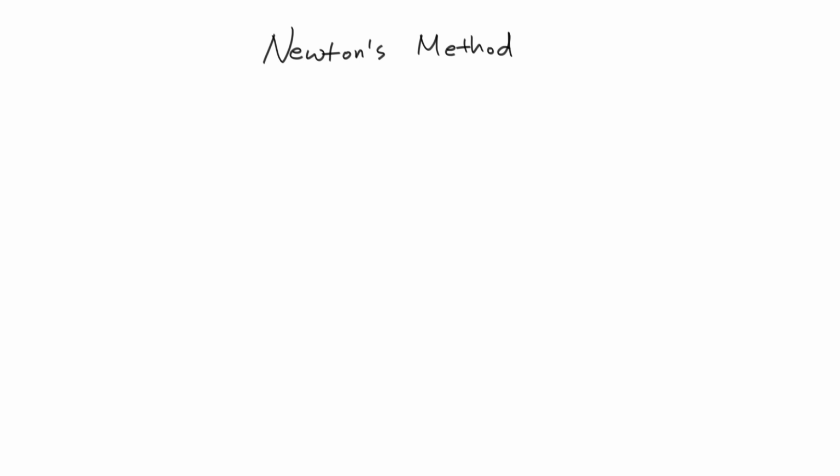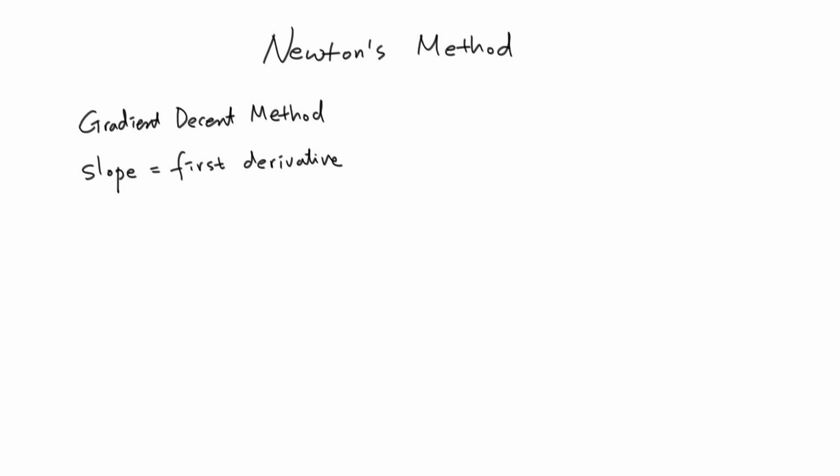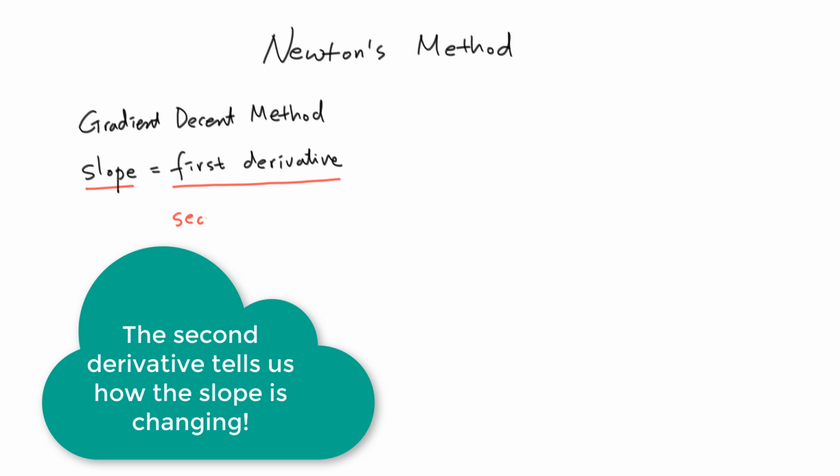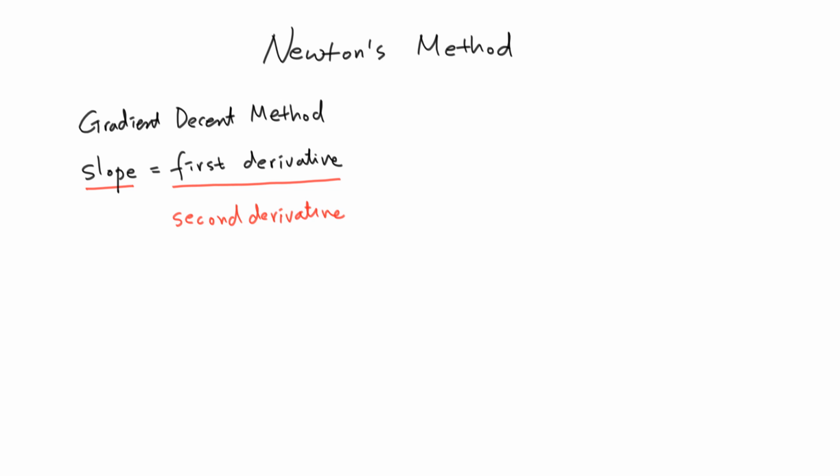Now I'm going to talk about Newton's method. If you recall, gradient descent method uses slope, which is first derivative. And Newton's method uses both slope, which is first derivative, and also a second derivative. So let me explain this using an example.